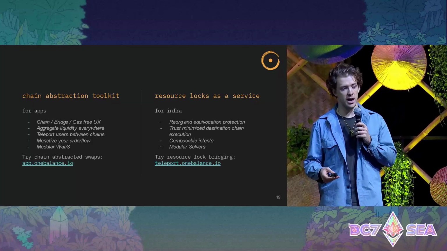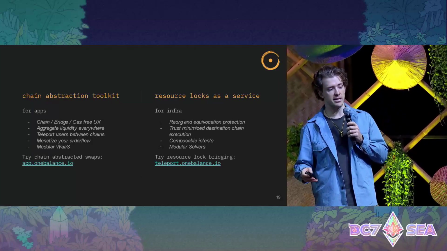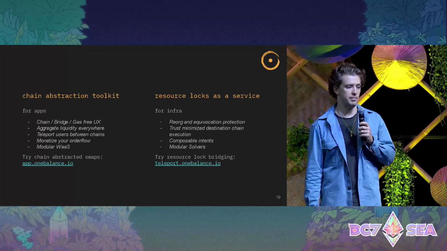And it provides these guarantees of reorg and equivocation protection. It really allows for a completely trust-minimized destination chain speed execution.